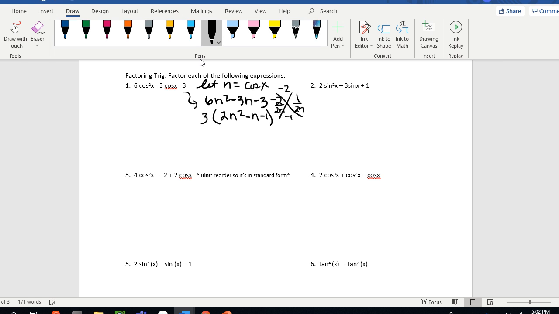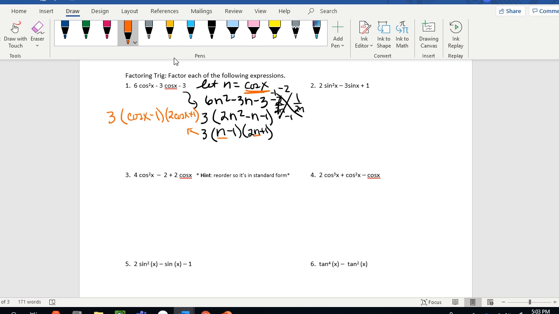I need that one to be negative. This cancels, making a negative 1. So I have 3 times n minus 1 times 2n plus 1. And now I'm going to go back and say, oh yeah, n is equal to cosine. So everywhere there's an n, I have a cosine. So that means I have 3 times cosine x minus 1 times 2 cosine x plus 1, and I'm done. Okay?